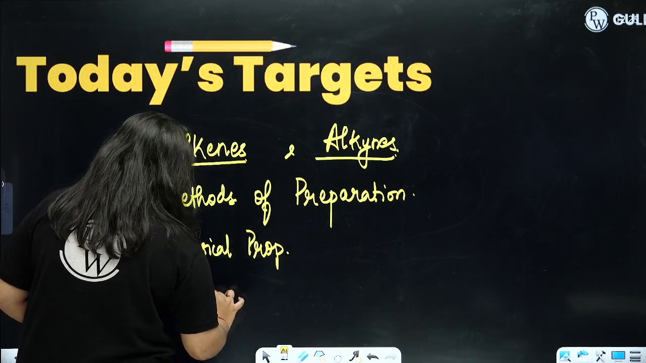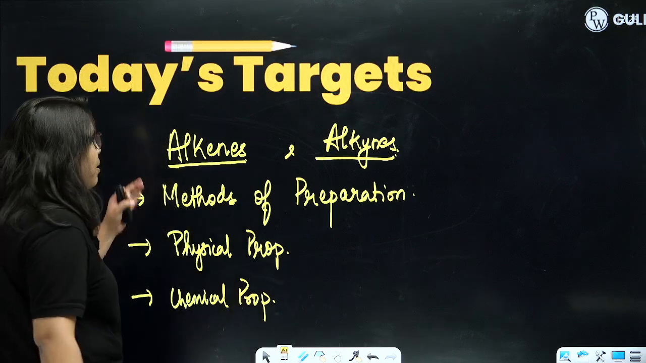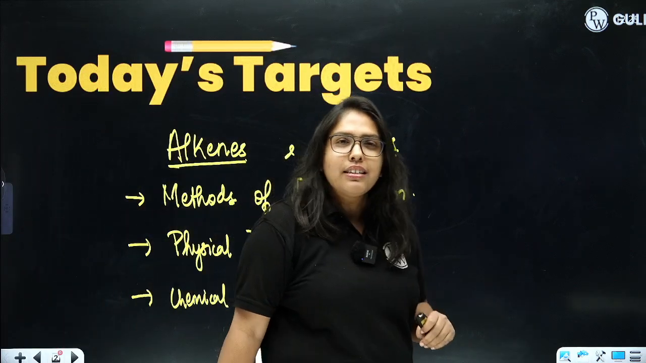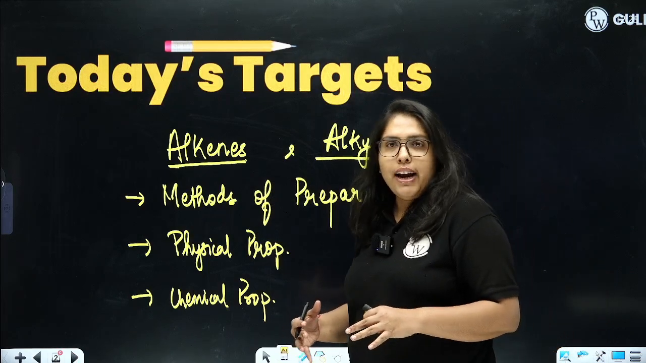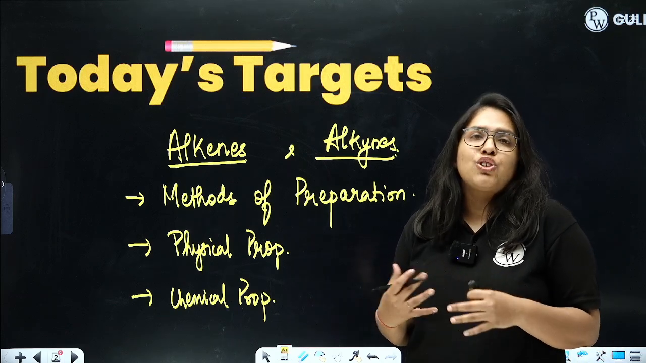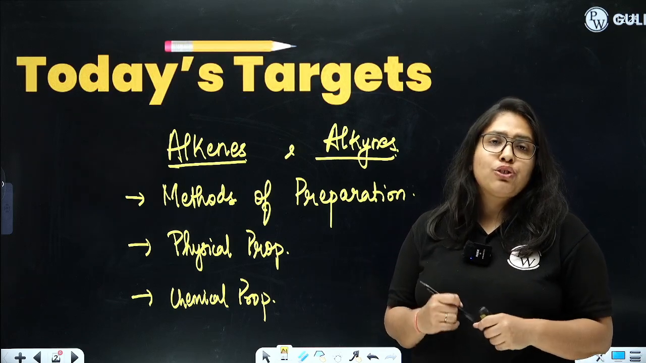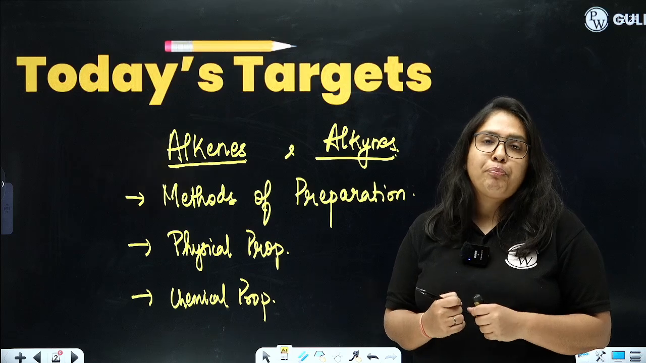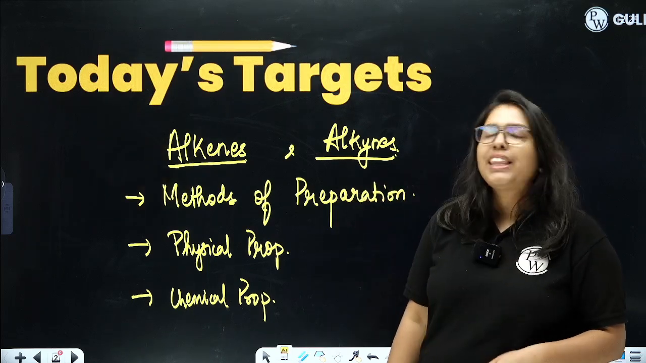Now, why is it that I have combined alkenes and alkynes together? The reason is a lot of their chemical properties are quite similar, with respect to how these reactions take place, because they both undergo the same type of chemical reaction, which is electrophilic addition reaction. So when we get there, we will learn about it. But let's start off with alkenes.